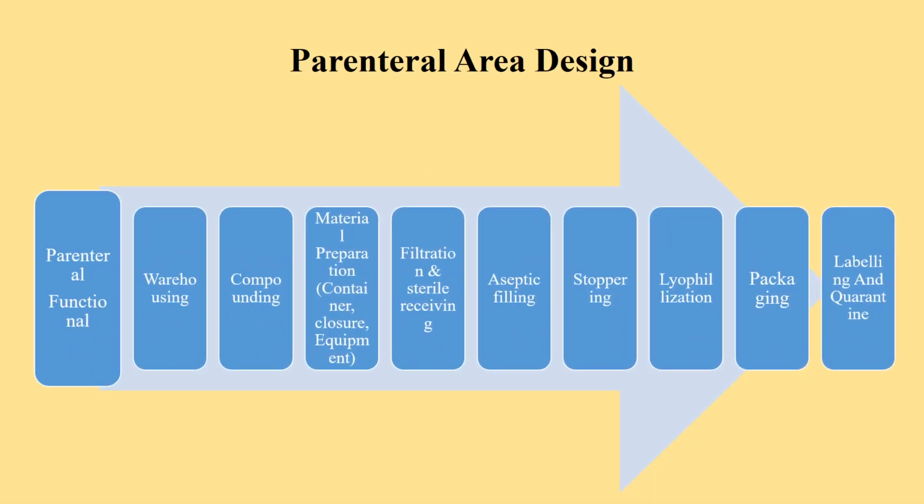So first, parenteral area design. The parenteral area consists of different parts, that is, parenteral functional areas. Next is the warehousing area, where we are storing our raw material. Compounding area, where the preparations are compounded. Material preparation means container closure equipment storage area. Filtration and sterile receiving area. Aseptic filling, stoppering, lyophilization, meaning the freeze drying process takes place. Packaging, labeling and quarantine.